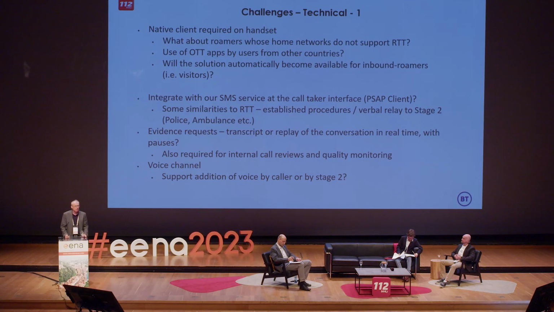Now, what happens if we have a visitor from another country who doesn't have real-time text? That country doesn't support it. How will we support them? We also need to support, in some shape or form, over-the-top apps from other countries. So, for example, a Dutch visitor who would be used to using the over-the-top app, how will they communicate with the Peace app in Ireland when they visit? And will this solution, whatever it is, automatically be available for visitors? So there's a lot of work that needs to be done to figure that out.